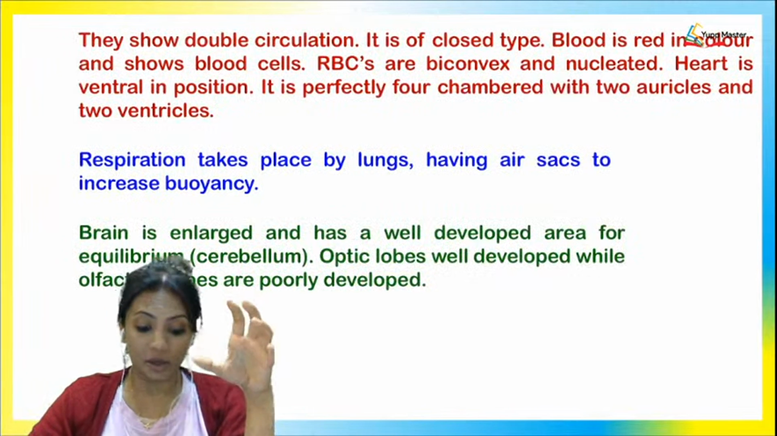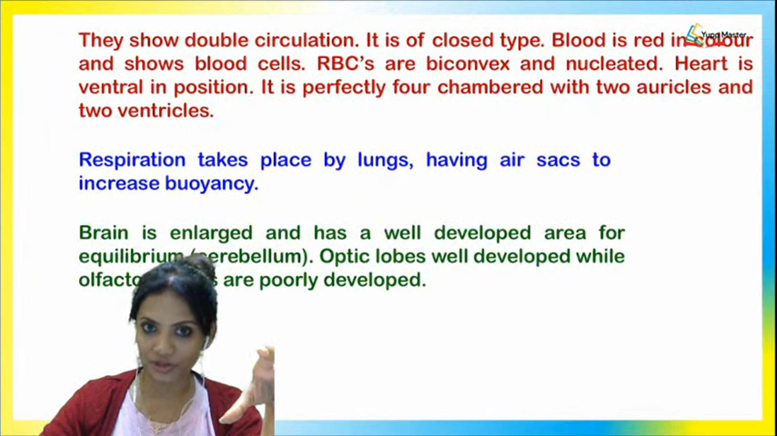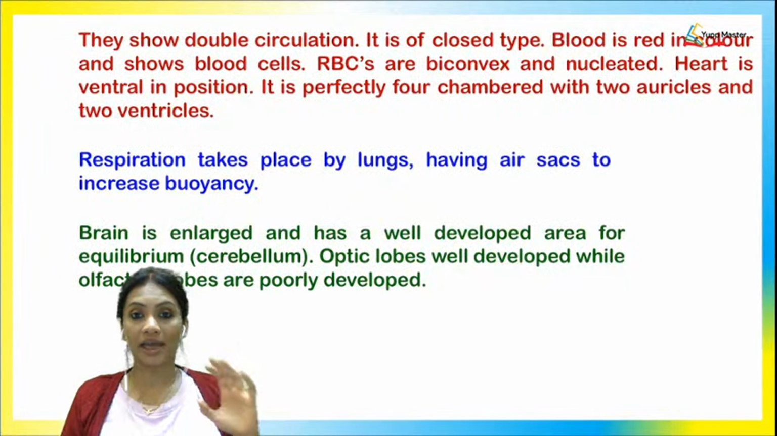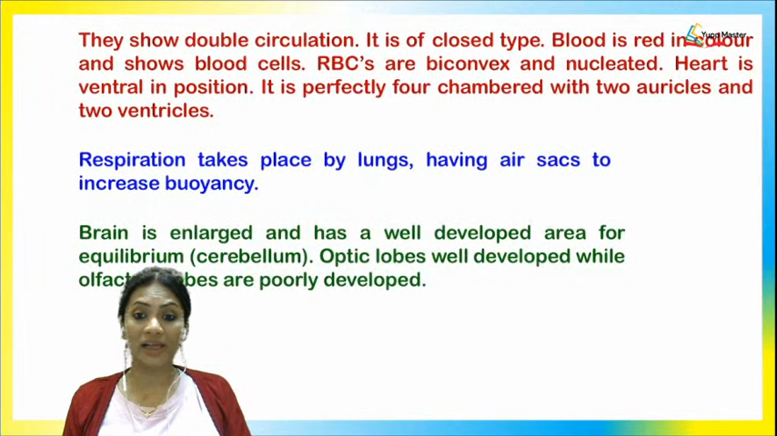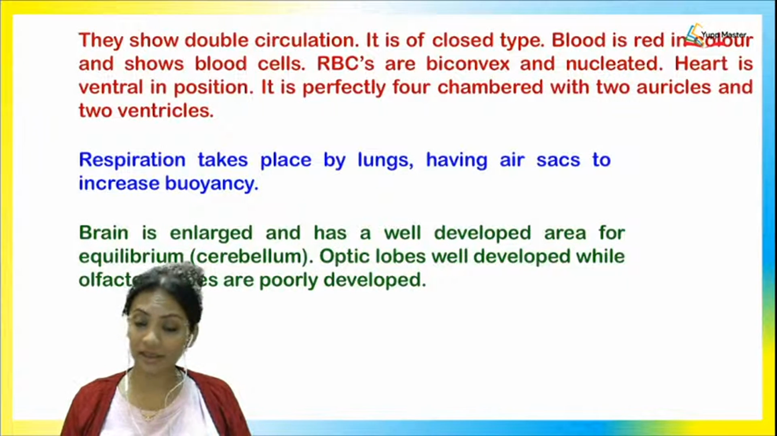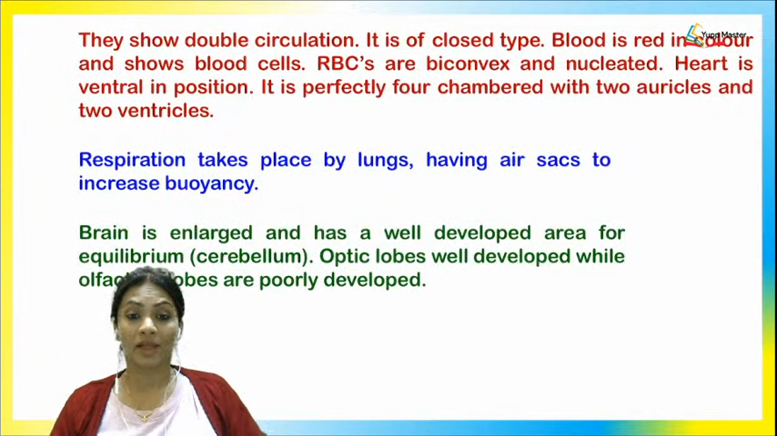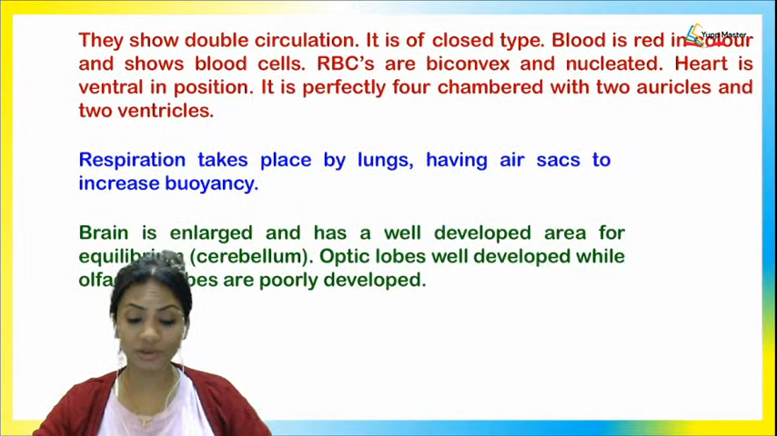Now, when we talk about the nervous system of birds, they have an enlarged brain. They have an enlarged brain, and they have a well-developed area for equilibrium, that is the cerebellum, just like us.